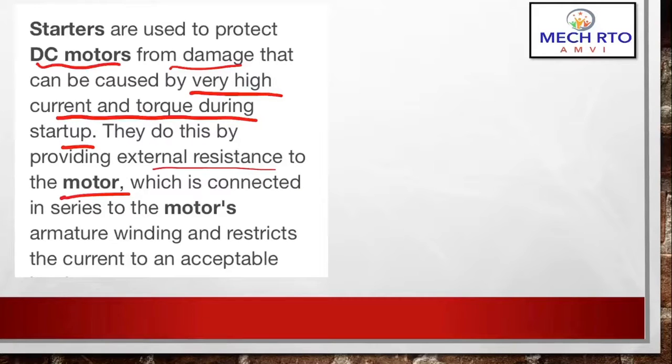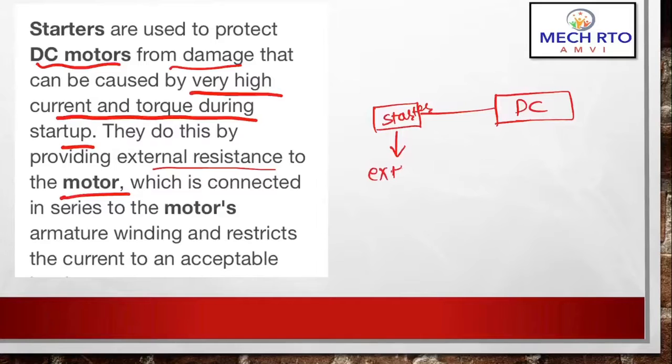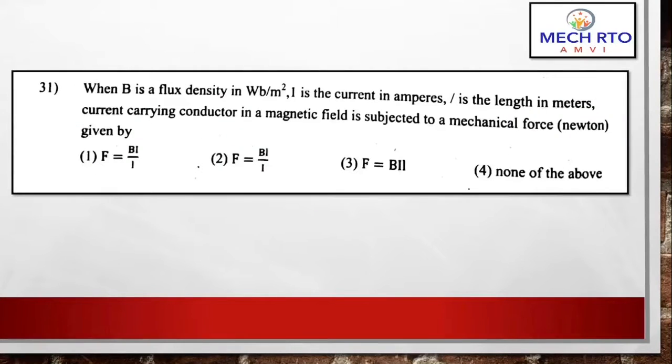So basically as you can see here, this is a starter, and here is your DC machine, and this is your starter, right? What the starter does is it controls the high current or torque by providing external resistance, right? So moving on to our next question.